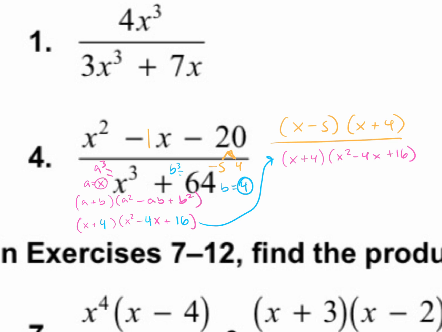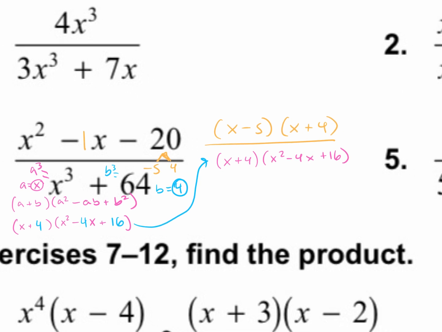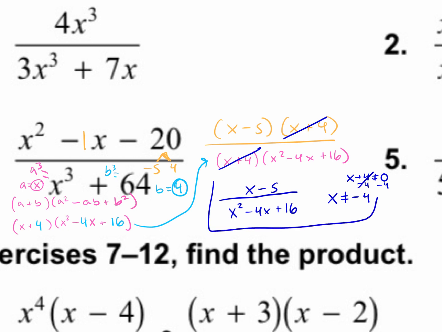So now, once we factored it as much as we can, what do we do next? Cancel out anything that's the same. So we got the x plus 4s. Anything else? Nope. So x minus 5 on top over x squared minus 4x plus 16. Awesome. Last step is we got to set x plus 4 not equal to 0. So what does x not equal? Negative 4. Perfect. We just subtract 4 on both sides. So x does not equal negative 4.